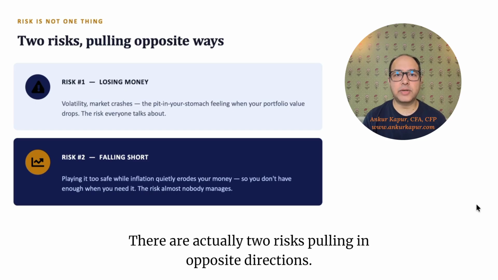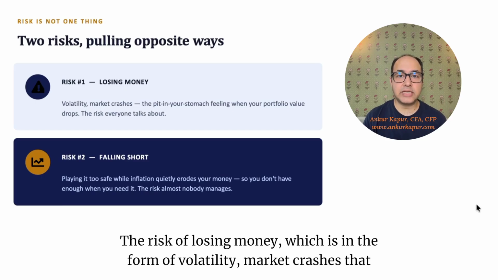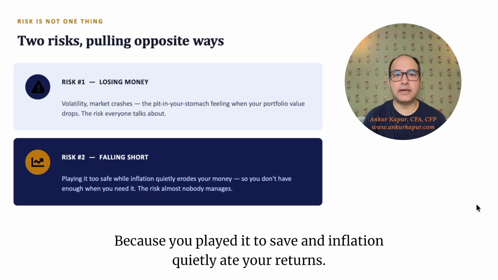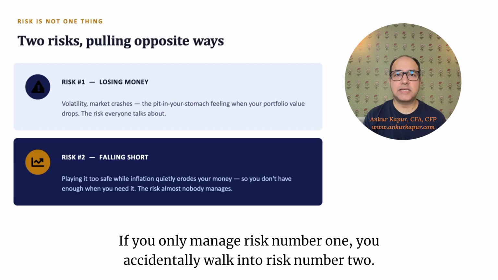There are actually two risks pulling in opposite directions. The risk of losing money, which is in the form of volatility, market crashes that really disturb you, and the risk of not having enough money when you need it because you played it too safe and inflation quietly ate your returns. If you only manage risk number one, you accidentally walk into risk number two.